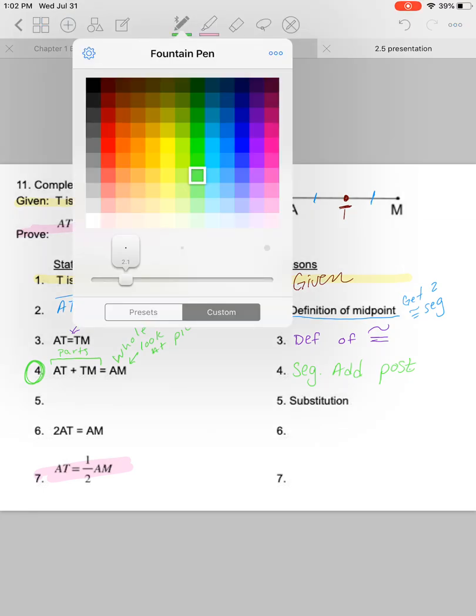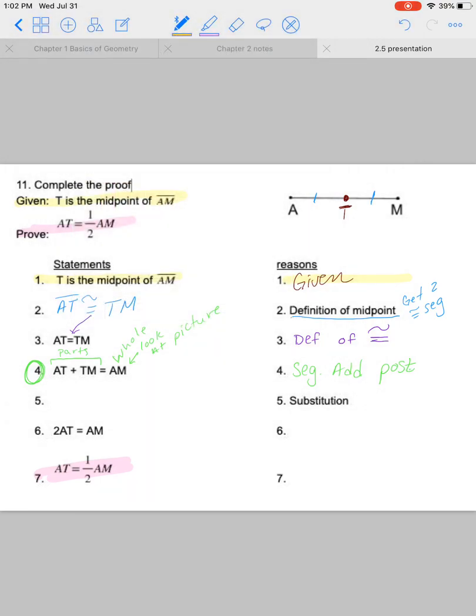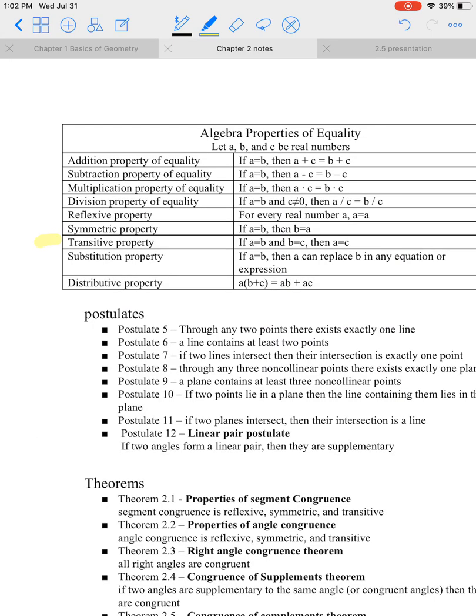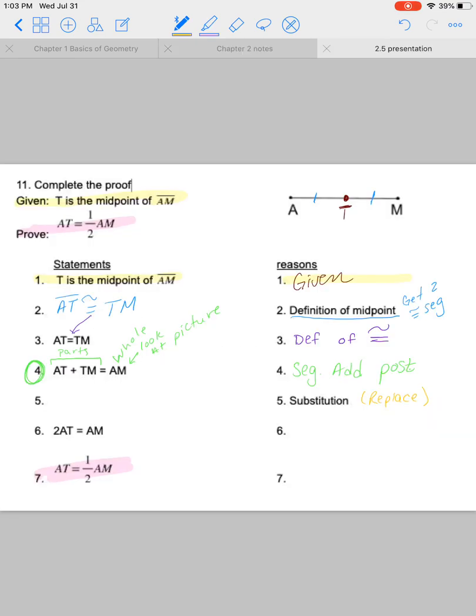For the next step, we are going to do substitution. This is where we get to replace something. So remember in chapter 2, substitution is where we can replace an item. So from my addition problem, if I look at these lines, I can replace, since what I'm trying to prove wants to keep the AT, I want to replace the TM. So keep the AT, replace TM with what it's equal to, AT, and we keep the AM.